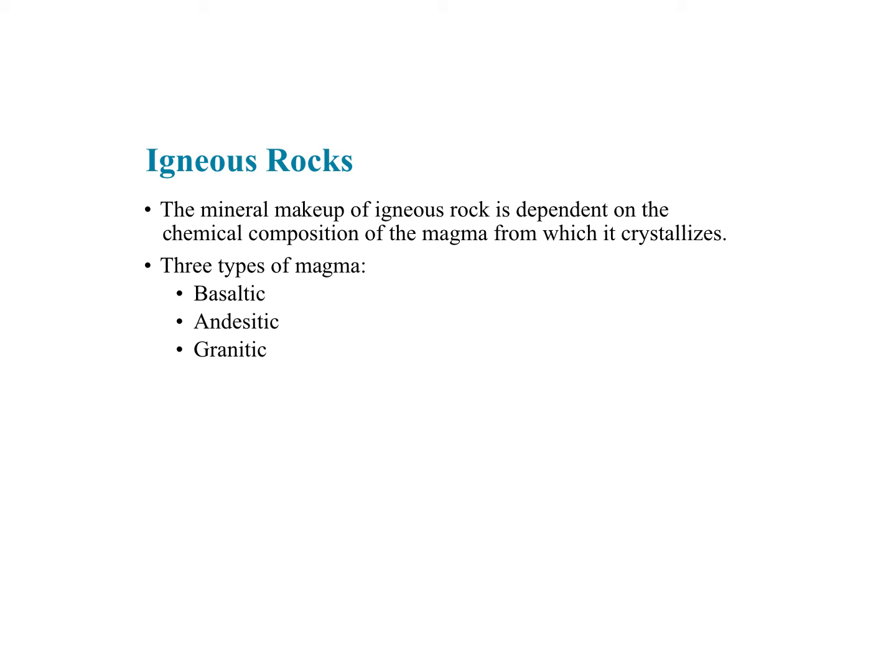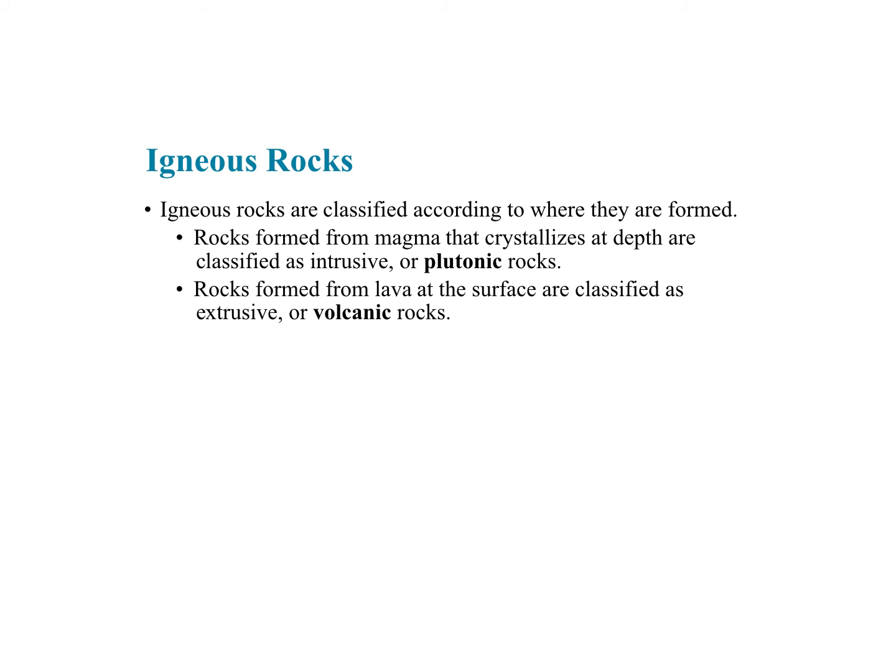Now, the mineral makeup of igneous rocks is dependent on the chemical composition of the magma from which it crystallizes. And so there are three basic types of magma: basaltic, andesitic, and granitic. And igneous rocks are further classified according to where they are formed. Rocks formed from magma that crystallizes at depth are classified as intrusive or plutonic rocks, and rocks that are formed from lava at the surface are classified as extrusive or volcanic rocks.